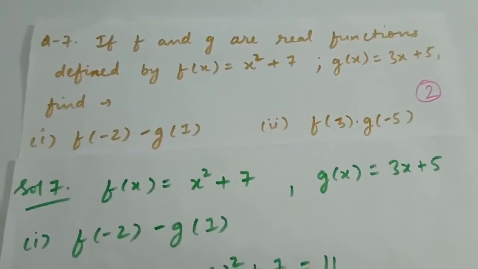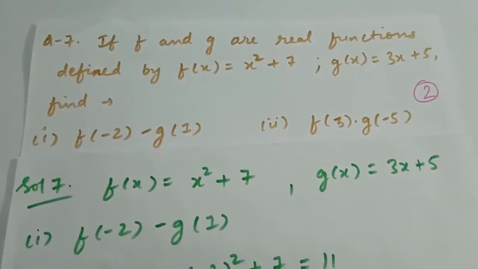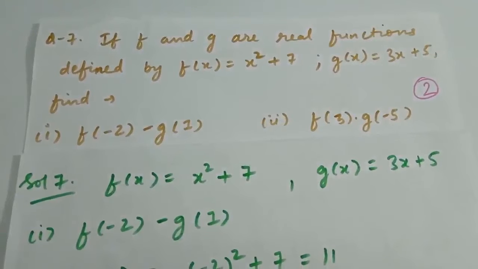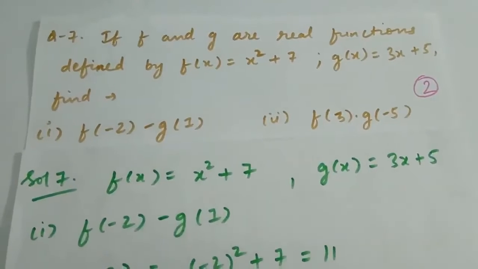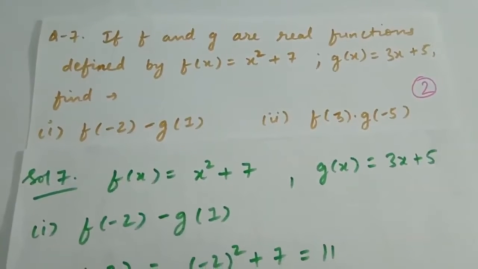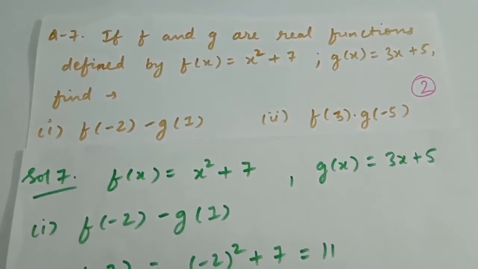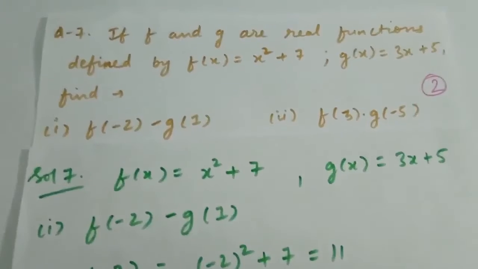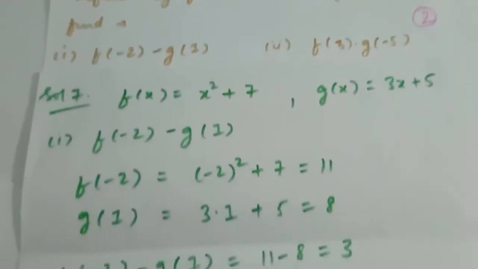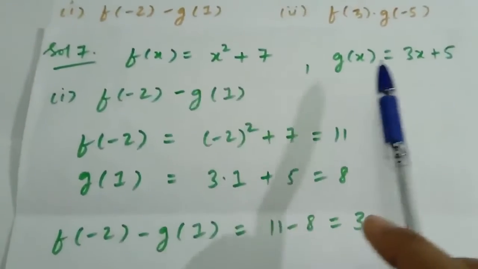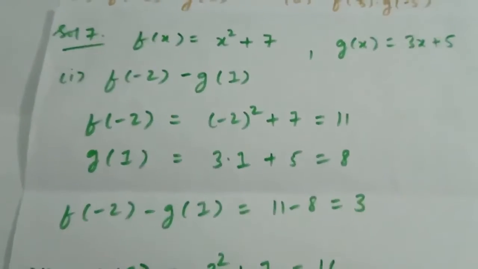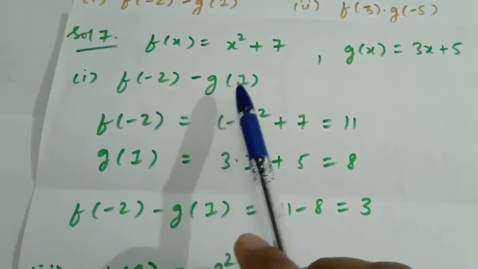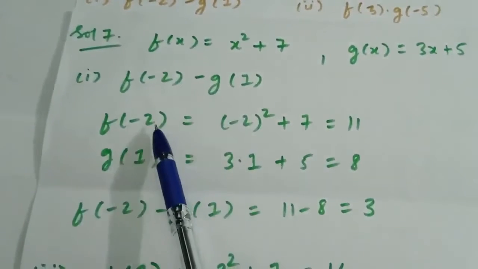Question number 7. If f and g are real functions defined by f(x) is equal to x square plus 7 and g(x) is equal to 3x plus 5, find f(-2) minus g(1). So first of all we will do the first part. f(x) and g(x) are given to us, right? We have to find f(-2) minus g(1). So we will find the values of these two.